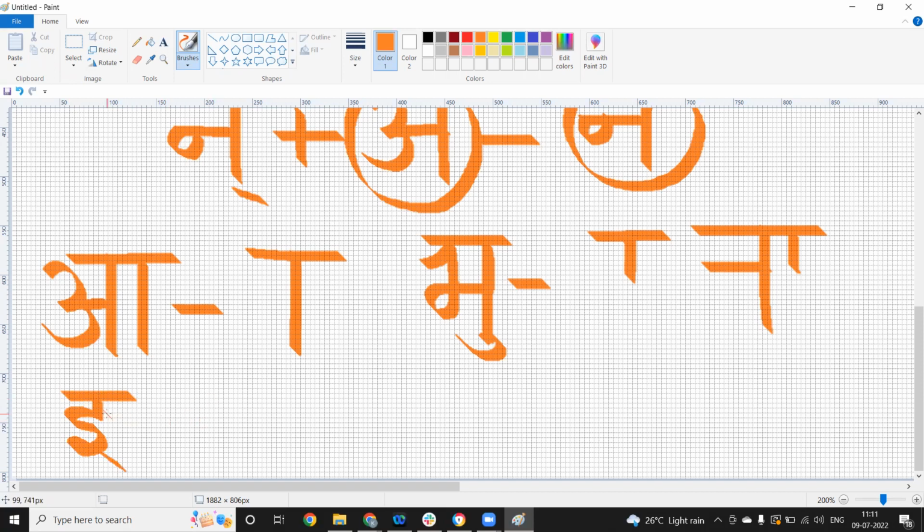Next one is matra I. This is how we write this in Sharada. The matra for Devanagari. This is how we write matra I in Devanagari. Sharada matra is almost similar. You won't find much difference here.